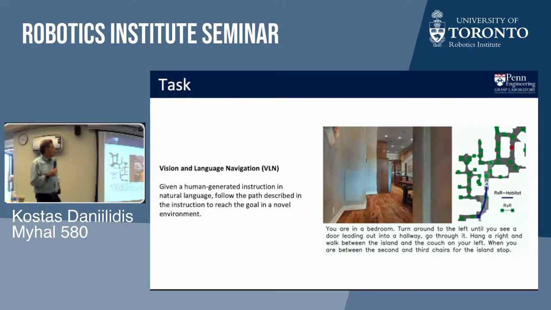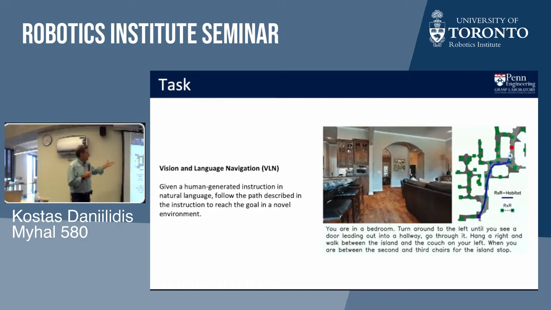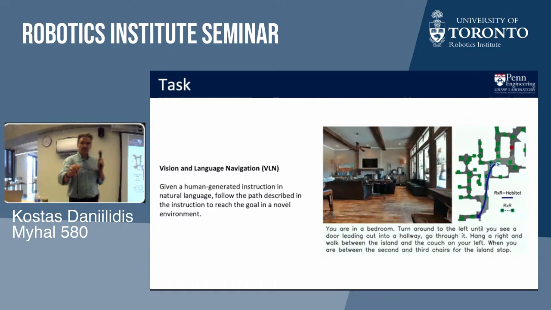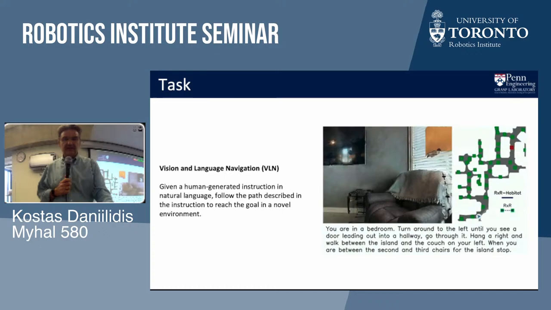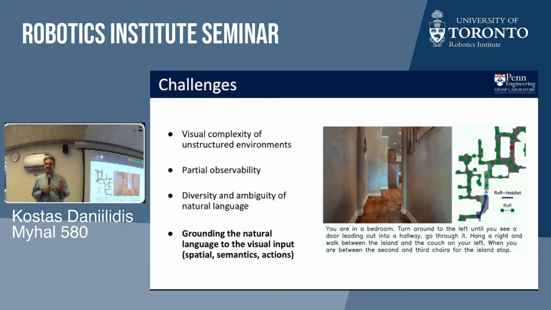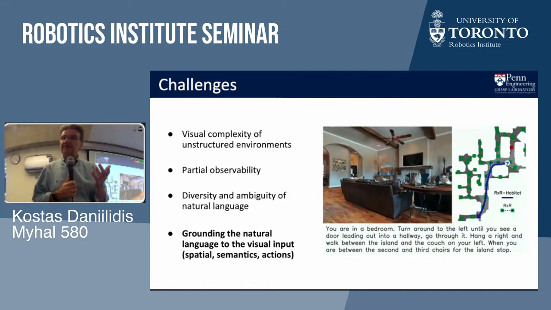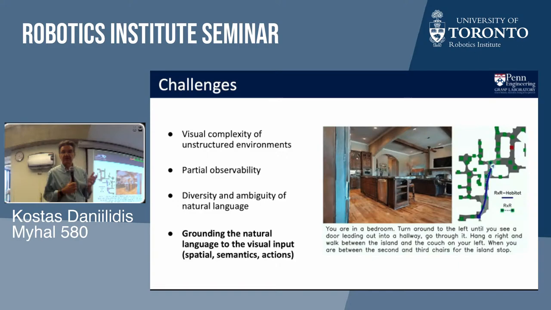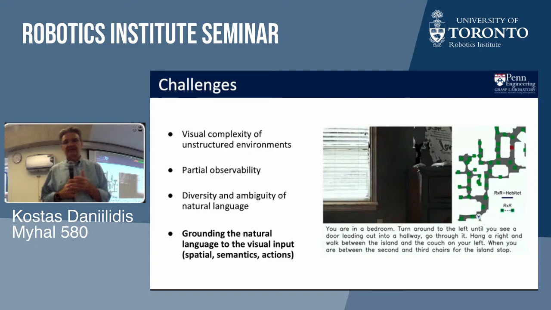And again, you need to know that you have reached your goal in order to be successful. And we want to solve this task in an unseen environment, with equally visual complexity as the previous one, very partial observability, and a lot of diversity in natural language. And what we really need, ideally, is to ground this instruction to the visual input in terms of space, semantics, and the actions.